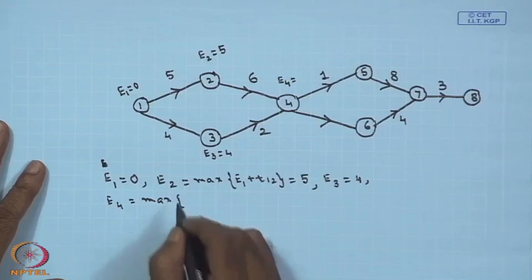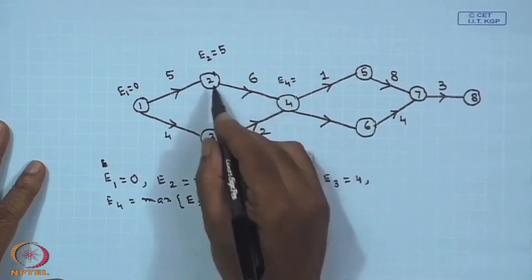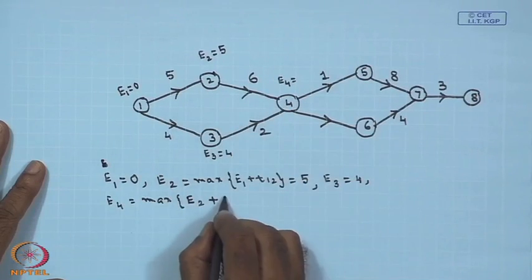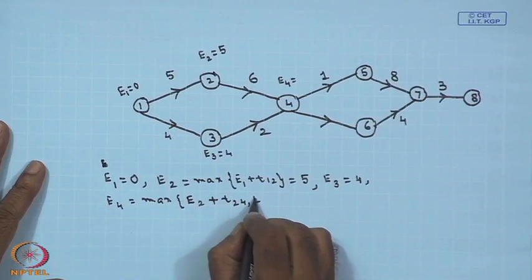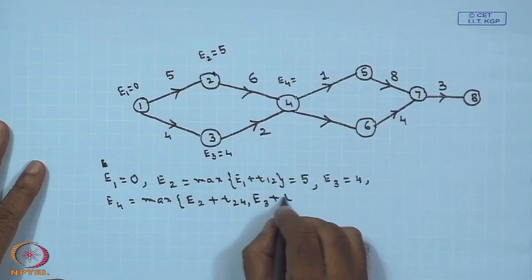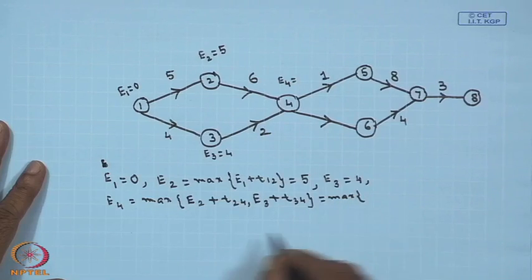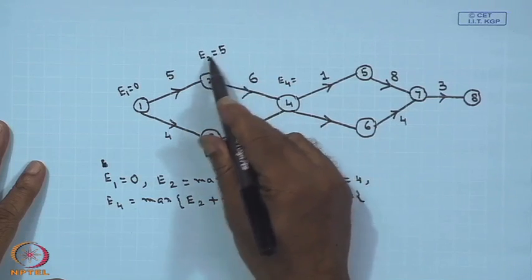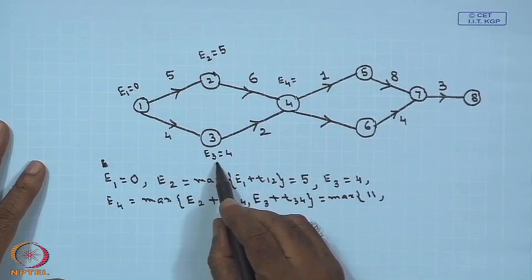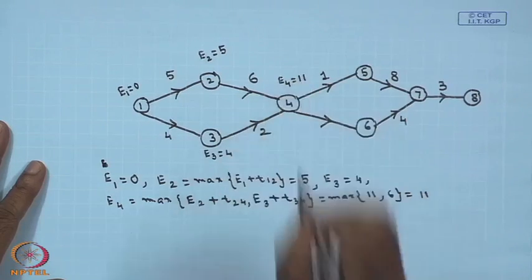Maximum of, it is coming from node 2, node 3 also. So, one path will be E2 plus T24, the other one will be E3 plus T34. So, if you calculate the maximum of E2 plus T24, that is 6 plus 5, that is 11, and this one is E3 plus T34, so 4 plus 2, 6. So, the value becomes 11. I hope the concept is clear now.